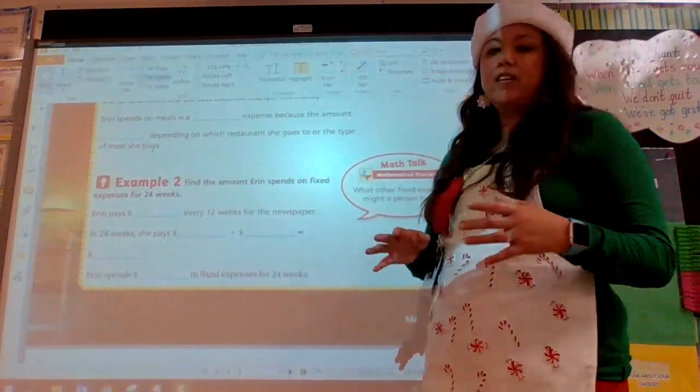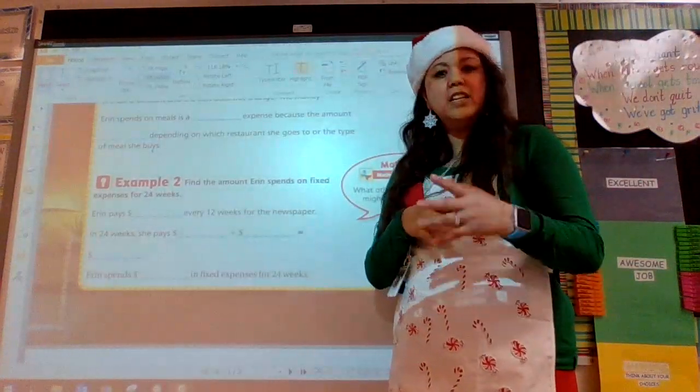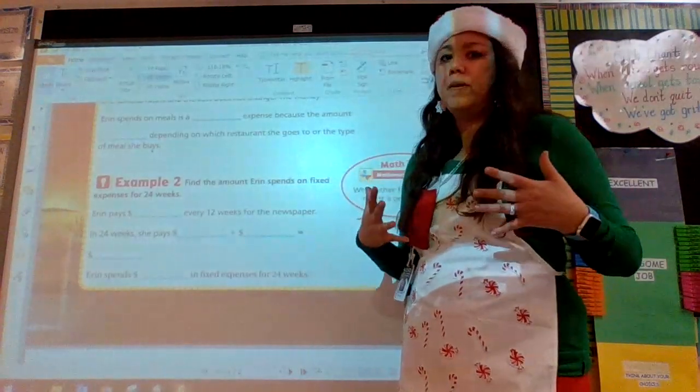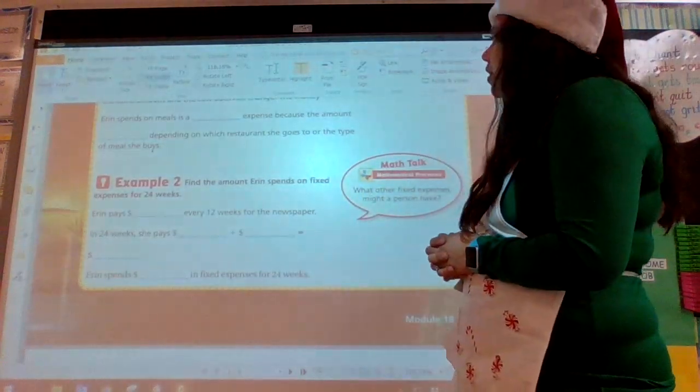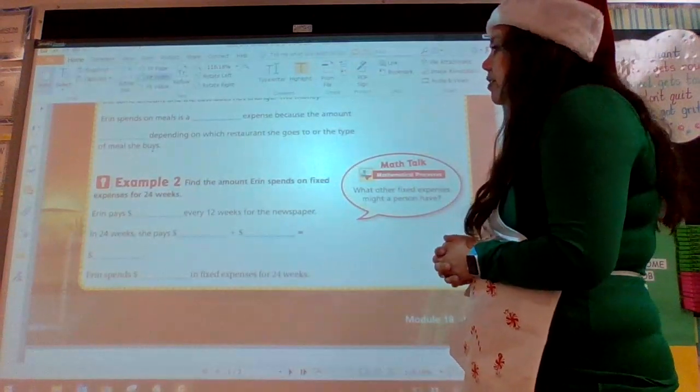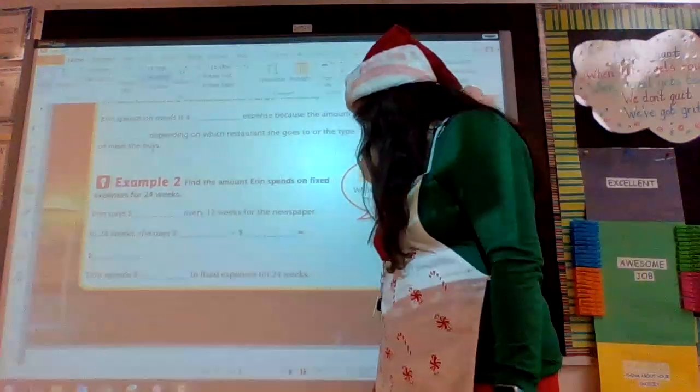But what I tell my students to do is listen to all of this and then go see if you can figure it out on the next page, on the guided practice page, and put those answers in. Example 2, find the amount that Erin spends on the fixed expense for 24 weeks.